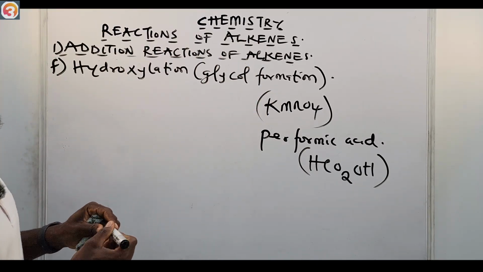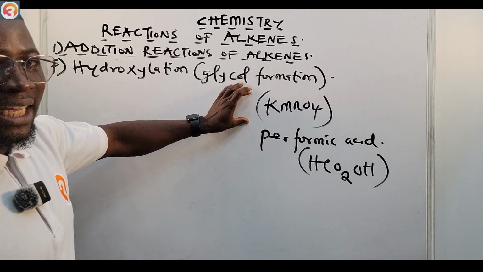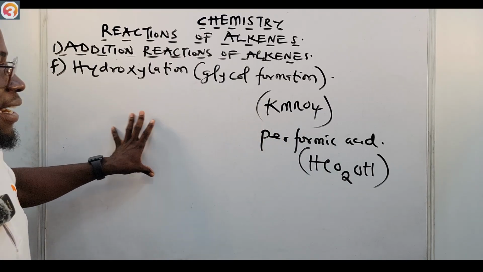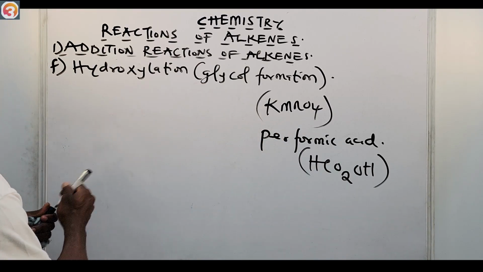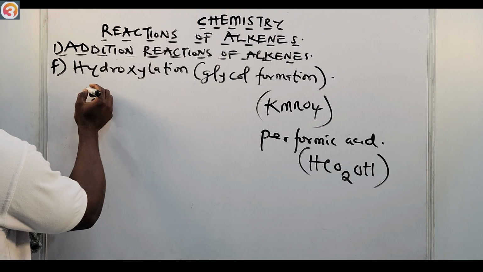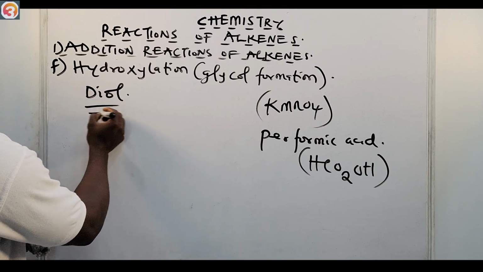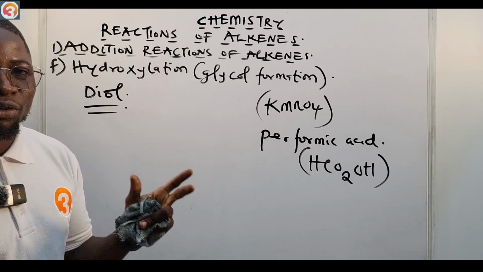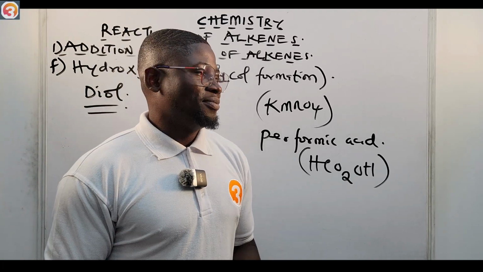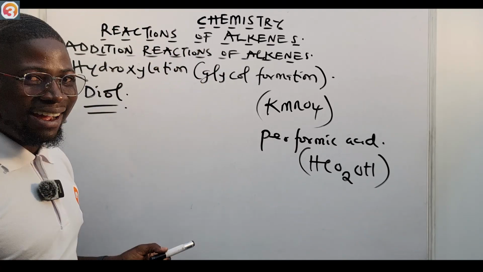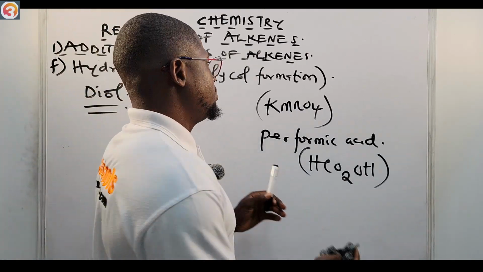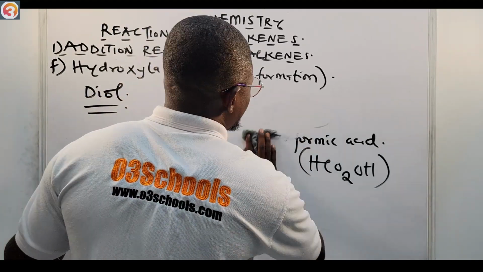A reaction between an alkene and permanganate, KMnO4, under the influence of performic acid results in the formation of a diol. A diol is an alcohol that has two hydroxyl groups. Get it? All right. So let us now get the general formula for the reaction, so that we can then take an example to explain further as we have been doing.